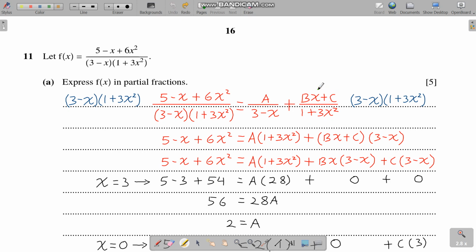Now we multiply both sides by the denominator, so we cancel out. We have only the numerator on the left. On the right, after we multiply, this times this, we cancel out. We have only a times something, and we multiply, they cancel out. We have bx plus c times something.